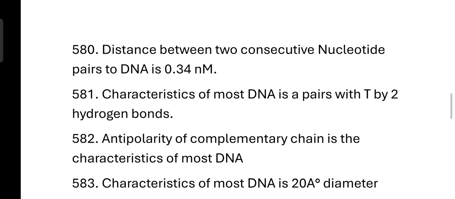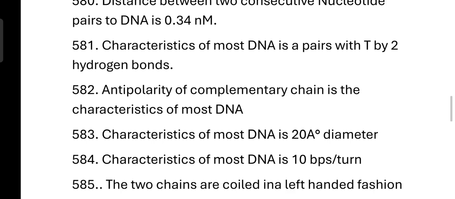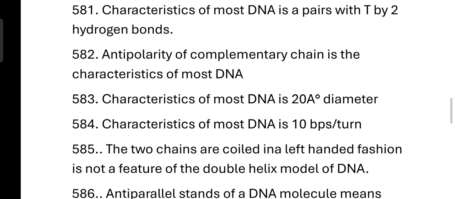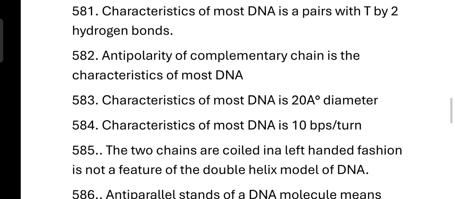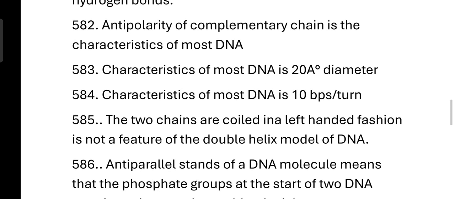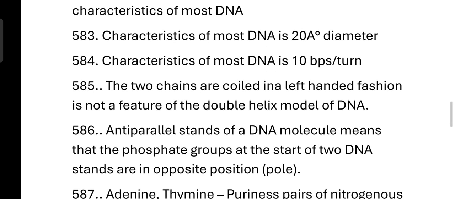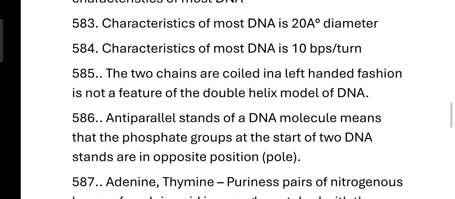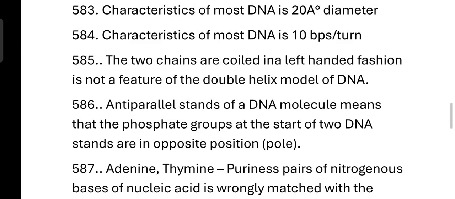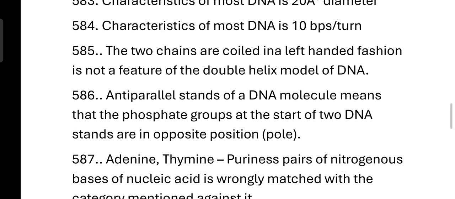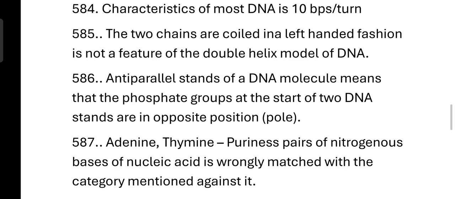Characteristics of most DNA: A pairs with T by 2 hydrogen bonds. Antiparallel polarity of the complementary chain is a characteristic of most DNA. The diameter is 20 Å. There are 10 bps per turn. The two chains coiling in a left-handed fashion is not a feature of the double helix model of DNA.